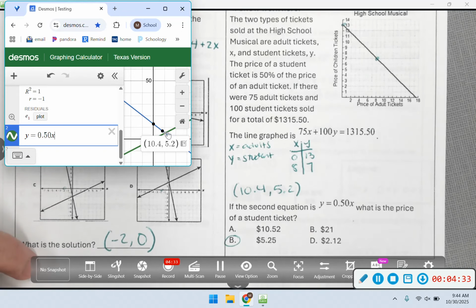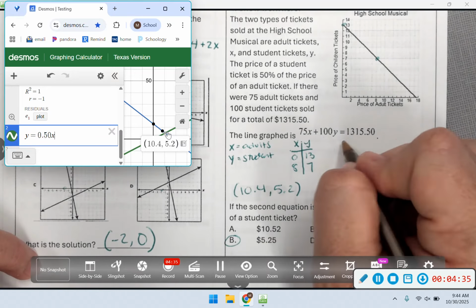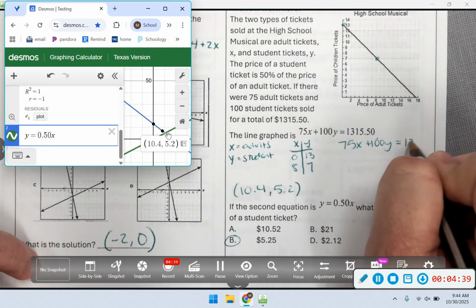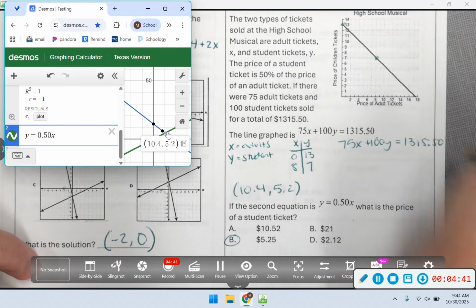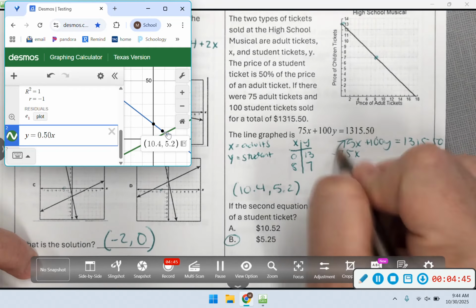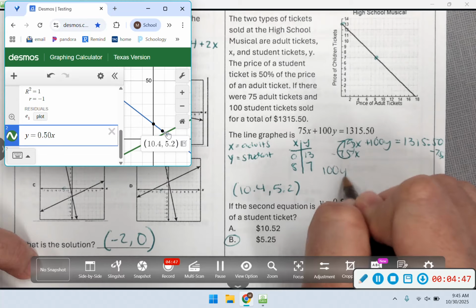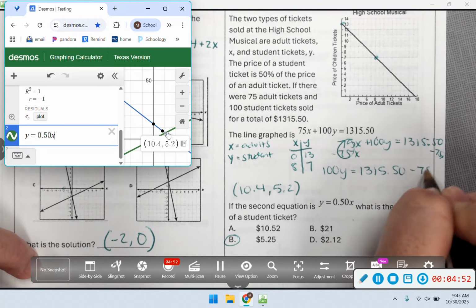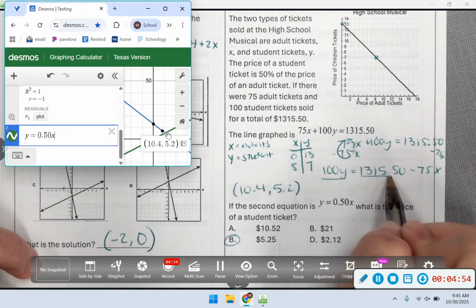Now the other way to do this one would be to solve for y. So 75x plus 100y equals 1315. I'm going to subtract 75x from both sides, and I get 100y equals, sorry, I didn't have enough room. And I divide everything by 100.